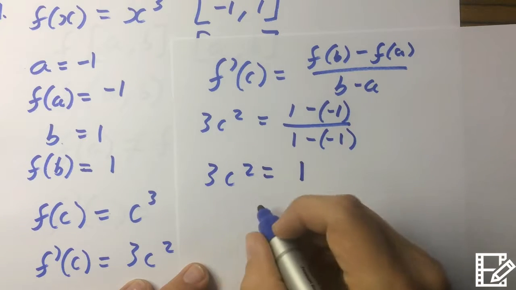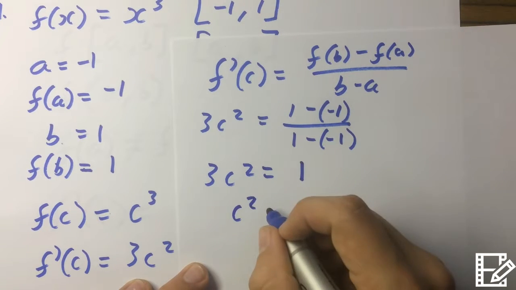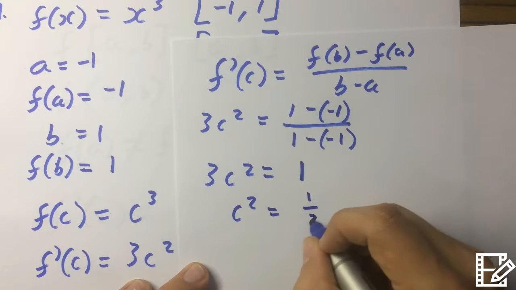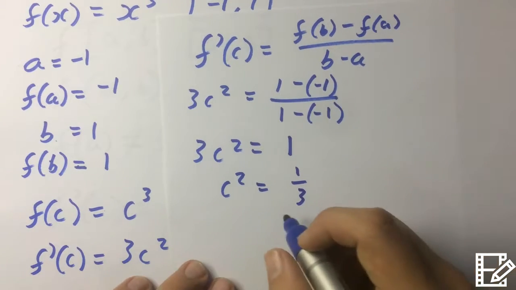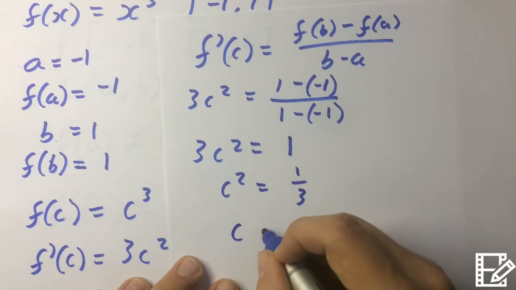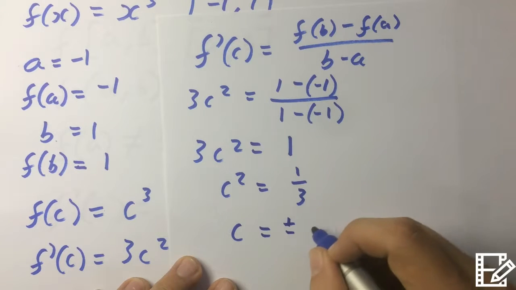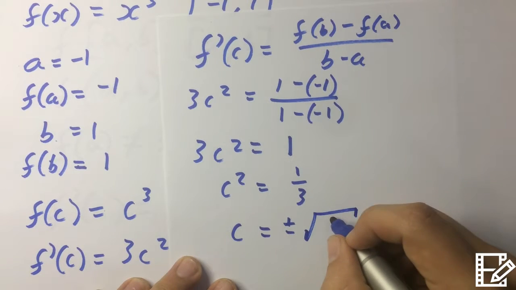Divide both sides by 3. You get c squared equals 1 on 3. And what happens is you square root both sides. c equals plus or minus the square root of 1 on 3.